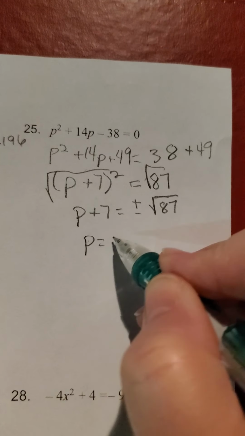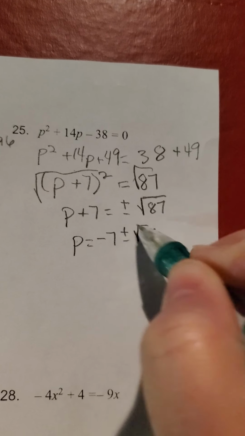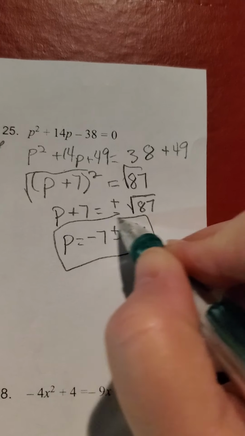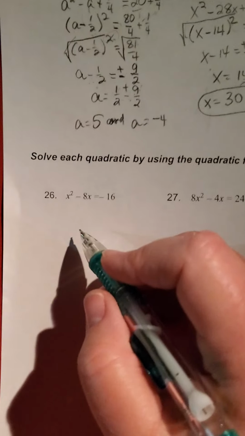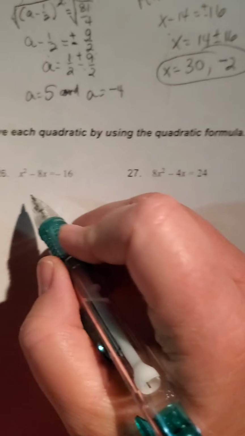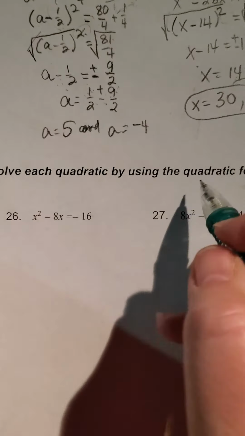And we have p equals negative 7 plus or minus the square root of 87. And you just leave it just like that. And that's perfectly fine. All right, last three. So we have this one. They want us to solve by using the quadratic formula.